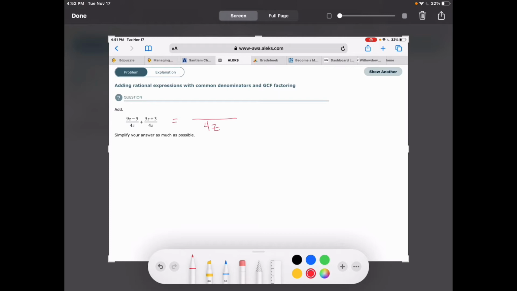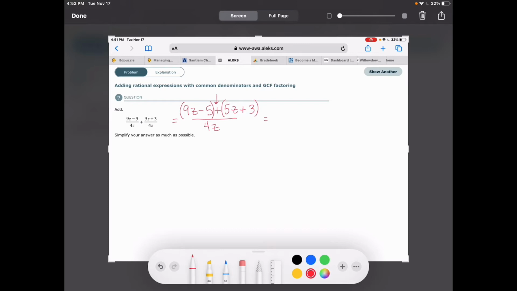But we're going to put the top part together. We're going to do this 9z minus 5 and plus 5z plus 3. If this was a subtraction, I would want to be super careful to keep these in parentheses, because subtracting would change the sign of everything that's in the parentheses. That's not the case with this problem, but I wanted you to be aware of that.